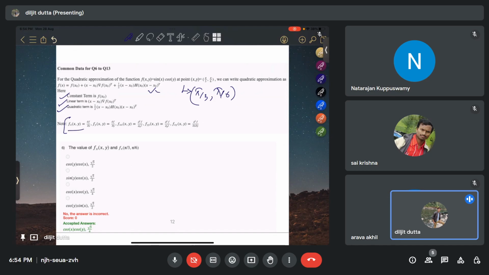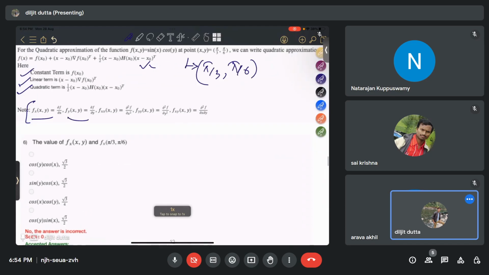F x of x y is equal to del f by del x. F y of x y is equal to del f by del y. F x x of x y is del square f by del x square.